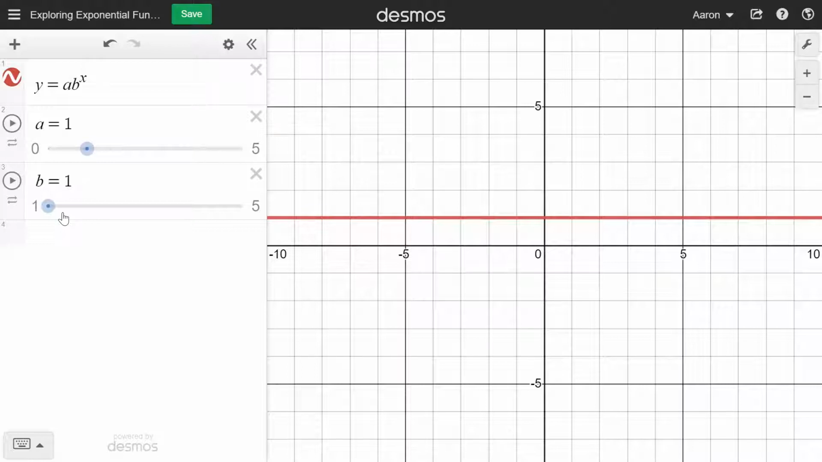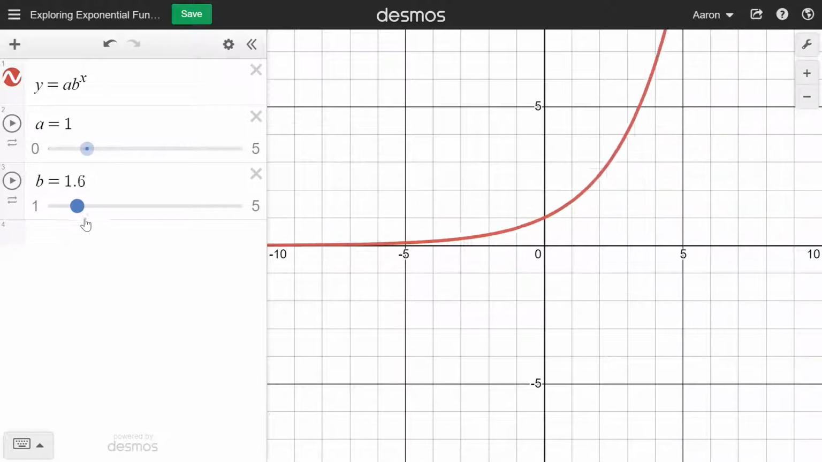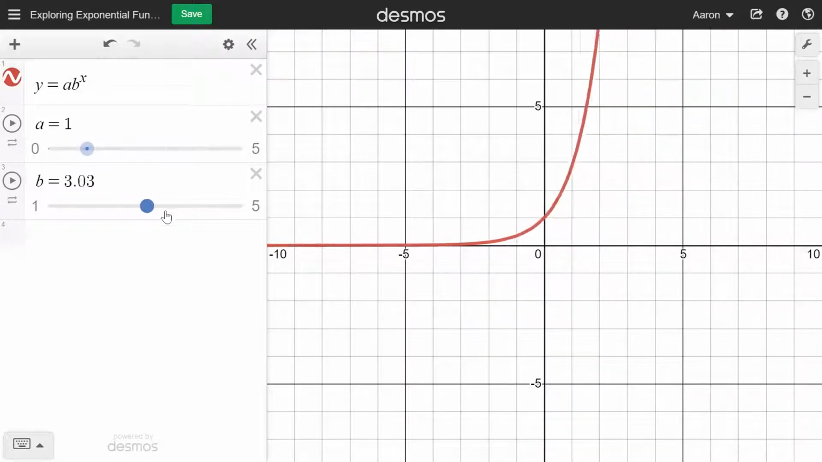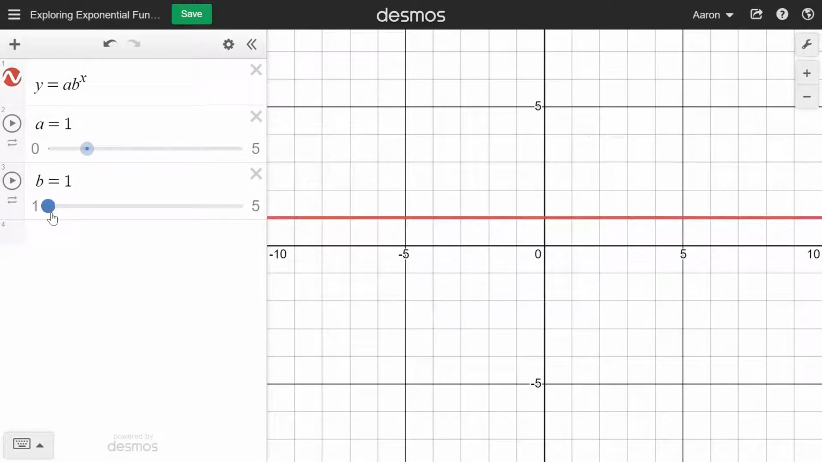As of right now, this is just a straight line. However, when my b value is different than 1, watch what happens. It begins to curve. The lower the number, the more shallow the curve. The higher the number, the more steep the curve. We see some interesting things here.